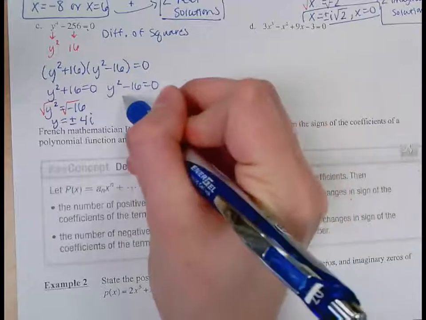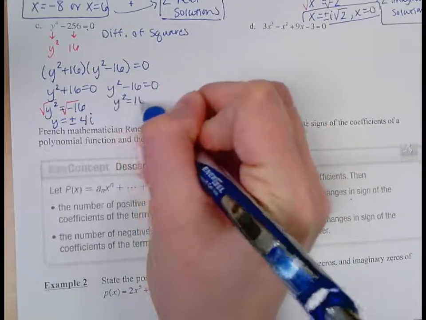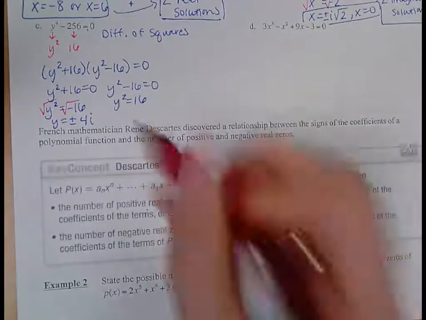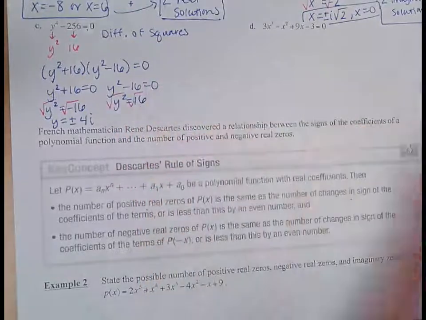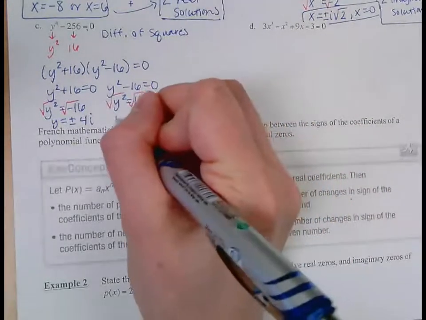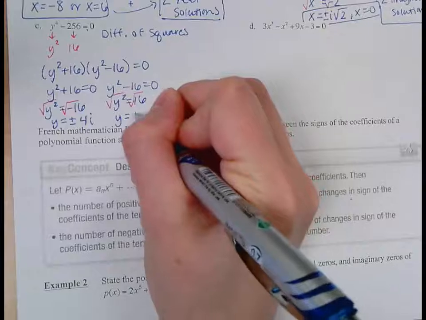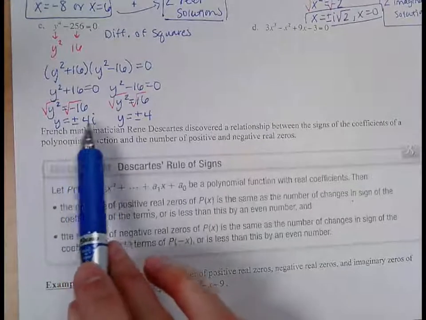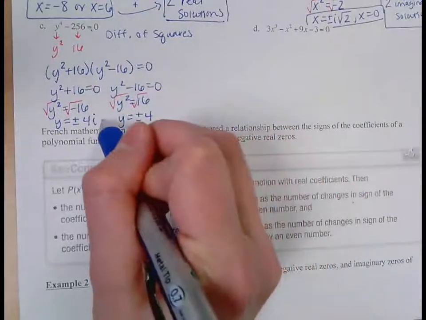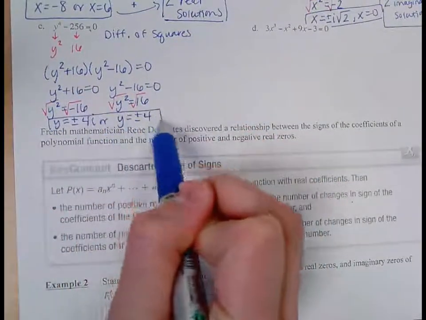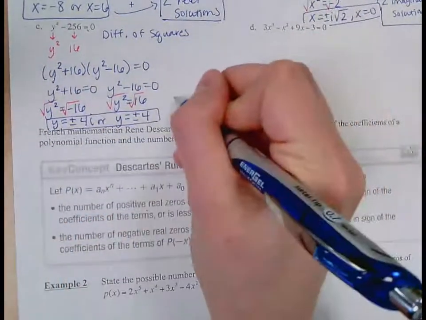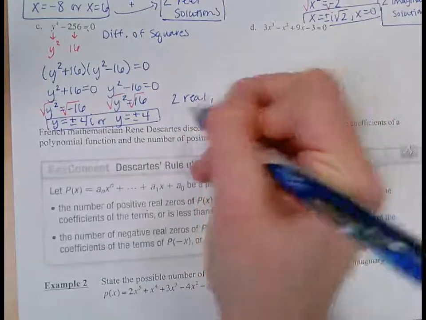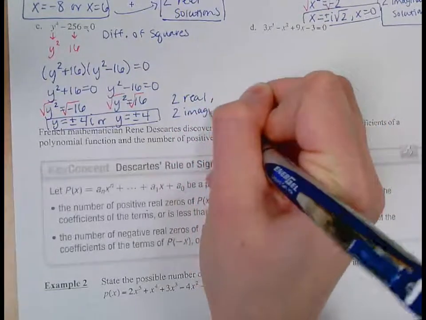And for the second one, I can add 16 to each side. Y squared equals positive 16. Take the square root of each side, and y is equal to plus or minus 4. So I said I should have 4 answers, and I do. Positive and negative 4i, positive and negative 4. And that means I have 2 real and 2 imaginary solutions.